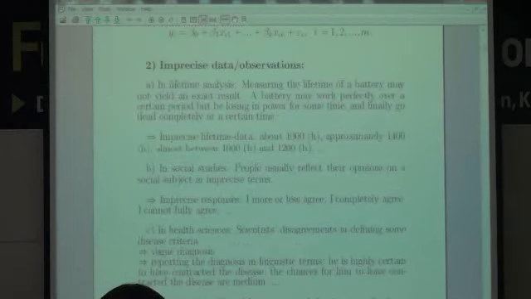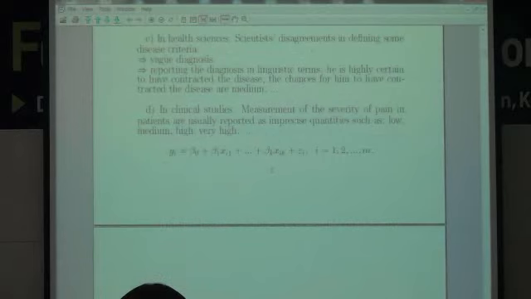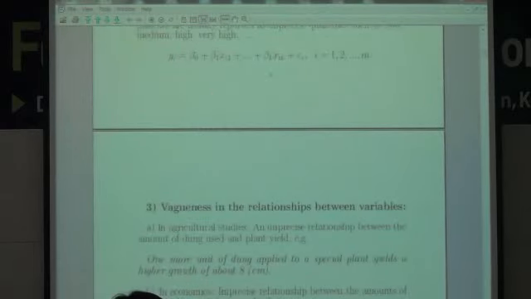Another problem is due to imprecise data or imprecise observations. For example, in lifetime analysis, measuring the lifetime of a battery may not yield an exact result. A battery may work perfectly over a certain period but be losing power for some time and finally go dead completely at a certain time. So we have imprecise lifetime data: about 1,000 hours, approximately 1,400 hours, almost between 1,000 and 1,200 hours. In social studies, people usually reflect their opinions on a social subject in imprecise terms. For example, I more or less agree, I completely agree, I cannot fully agree, and so on. There are a lot of examples, so the observations of the independent variables or dependent variable or both of them may be imprecise.